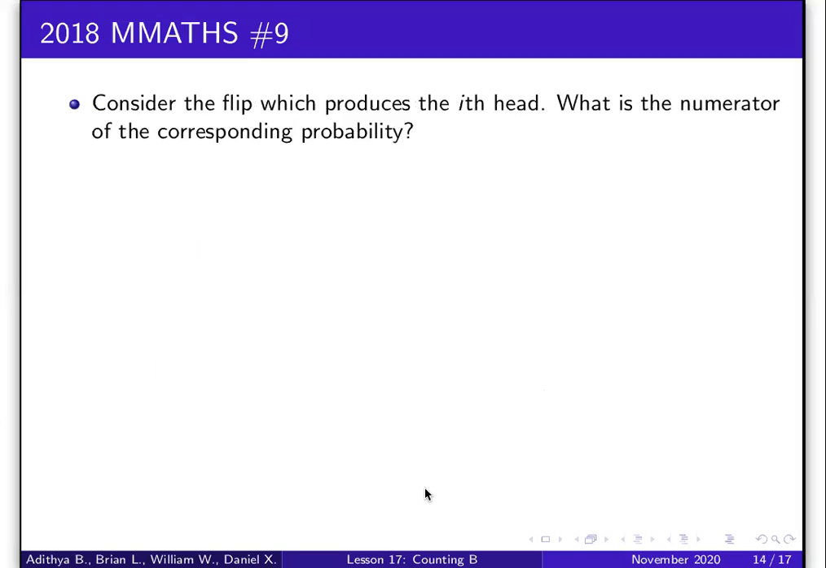Now let's look at the numerators. So consider the flip which produces the ith head. What is the numerator of the corresponding probability? Can anyone answer that? And of course, we're assuming i is at least 3 because the first two are both 1.